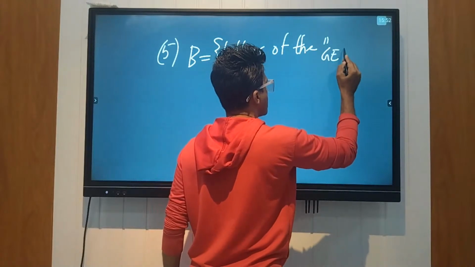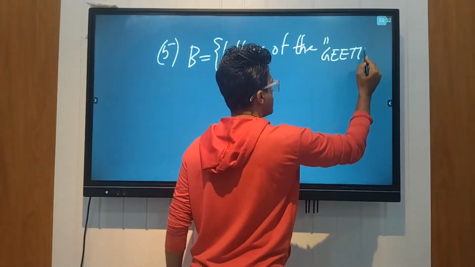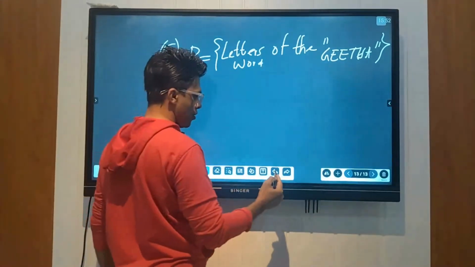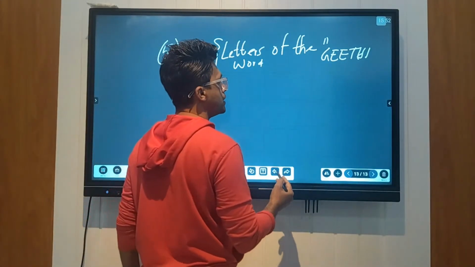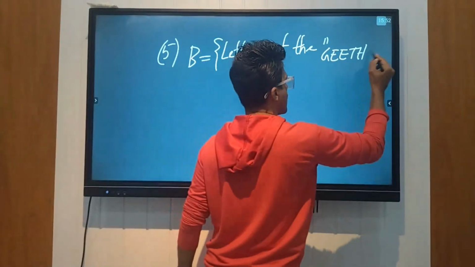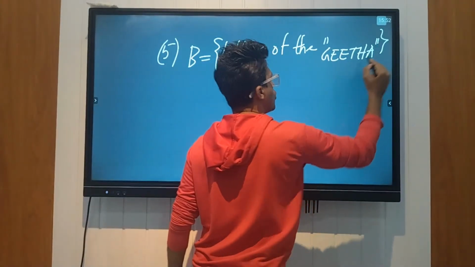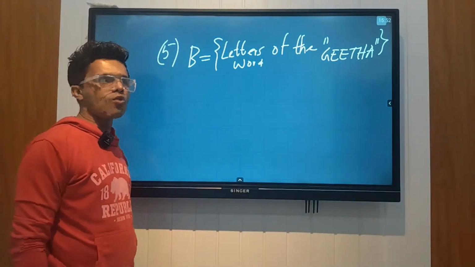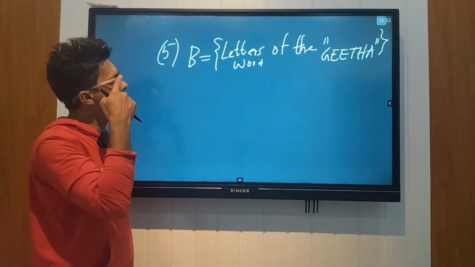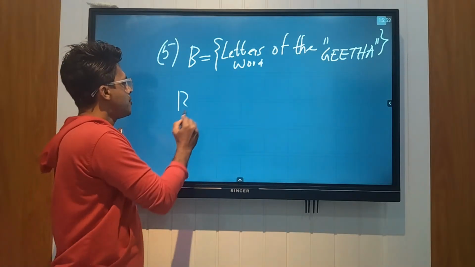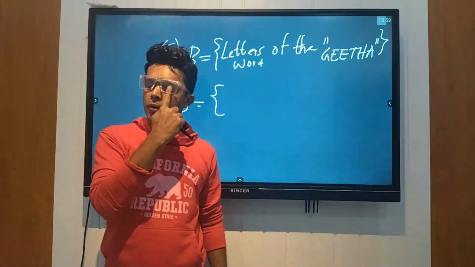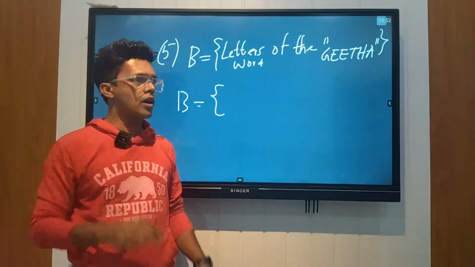Gita, right? Letters of the word Gita. How do you write the elements of the set B here? So the same letter we do not write twice.